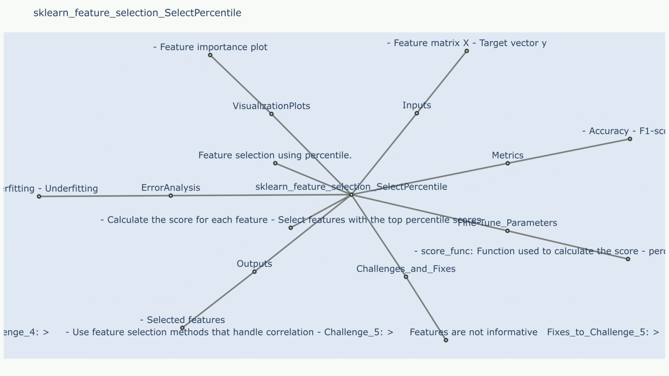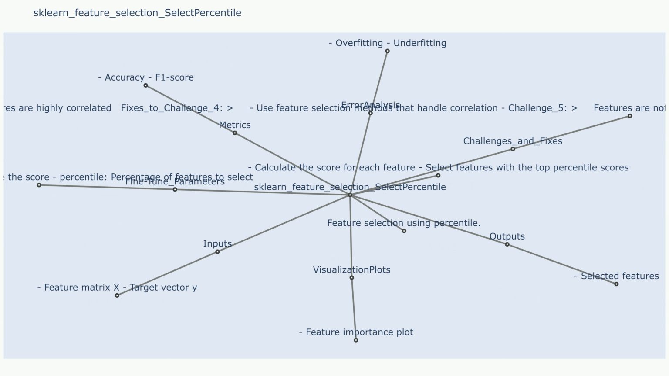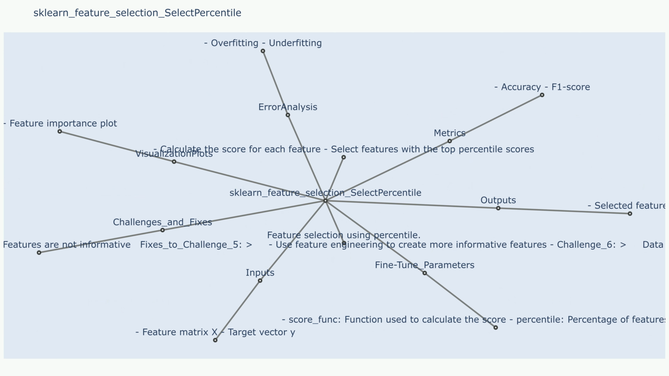chi2, chi-squared statistic for classification tasks. This assesses the independence between categorical features and the target variable. f_regression, ANOVA F-value for regression tasks. This measures the variance between group means divided by the variance within groups. mutual_info_regression, mutual information for regression tasks. This quantifies the dependency between features and the target variable. Percentile, the percentile of features to select. For example, if percentile is 50, then the top 50% of features based on the scores will be selected.